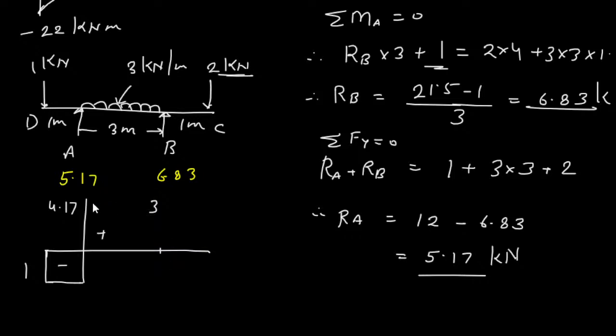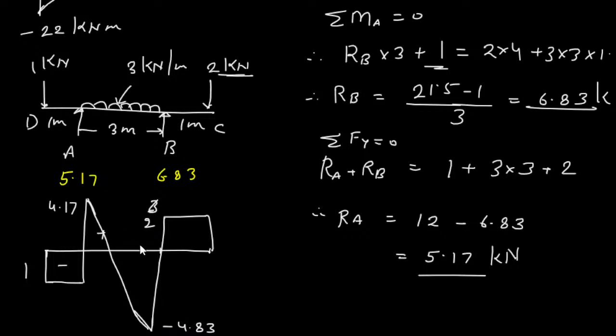I have minus 4.83, so it will go like this. It will be something like this, and then I will go here. Instead of 3, I have value 2, and then it will be 2. Close. This is minus 4.83. This is minus 1. This is my SFD.